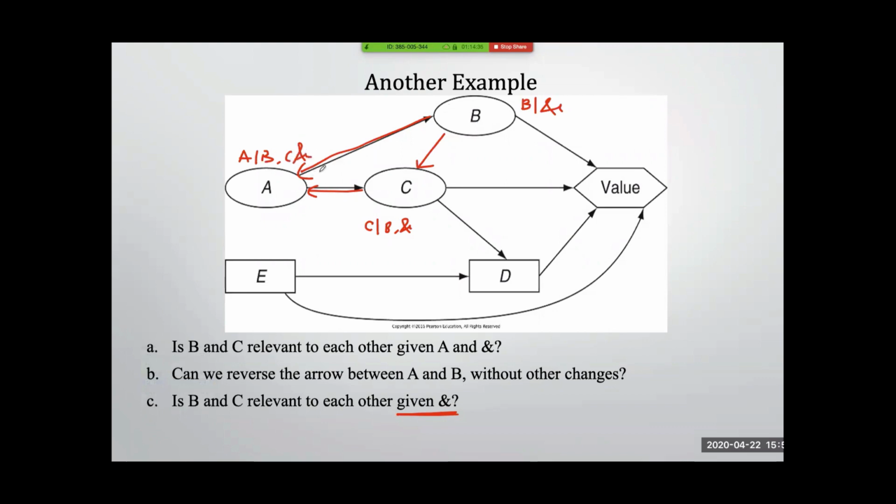Okay, so this is what we have after we manipulate the arrows so that B and C are conditioned only on background knowledge, not A, not D, not E, not value, but possibly on each other. Now, since we had to add an arrow from B to C in order to create this information condition, the answer is yes, B and C are possibly relevant to each other given background knowledge.